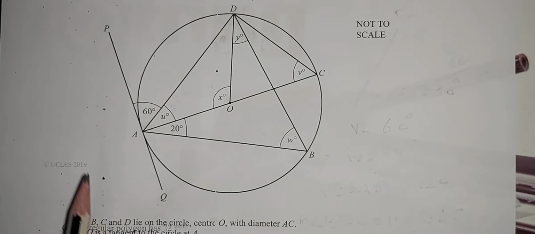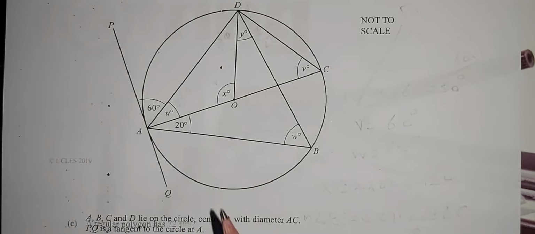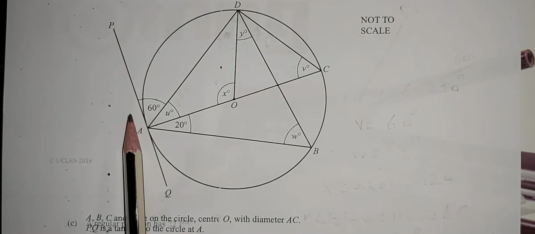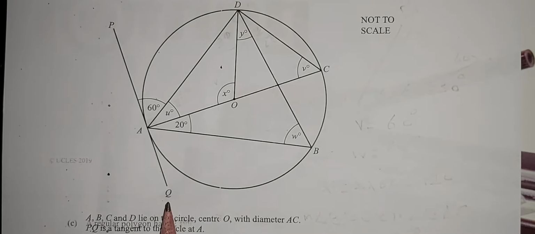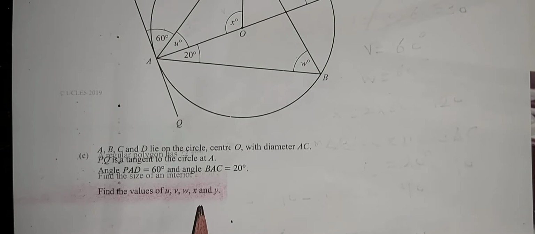In this part of the question, part D, we have a circle and this line PAQ, the tangent, and AC is the diameter. Find the values of U, V, W, X, and Y.